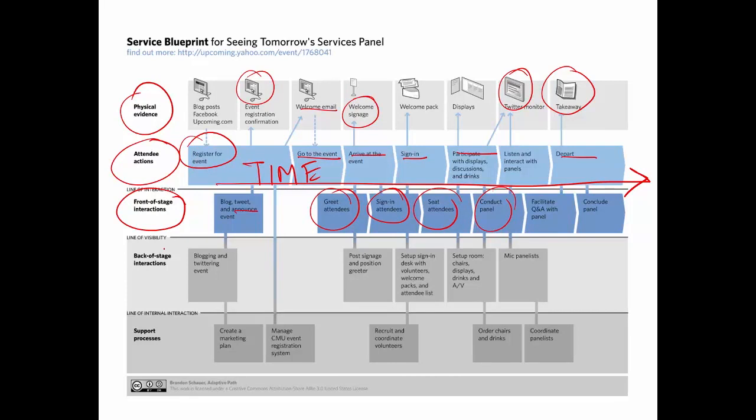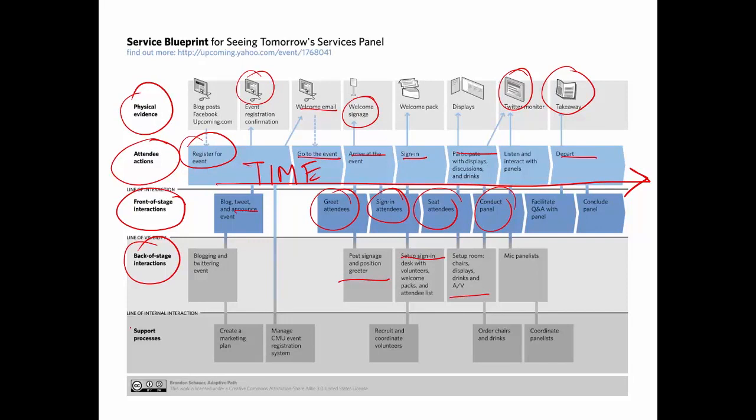What's happening backstage? What's happening in terms of interactions behind the scenes? Well, there has to be some sort of an event where the blogging is done. Someone has to create the signage. Someone has to set up the desk where the registration happens. They have to set up the rooms, the chairs, the food, etc. All of these activities are happening backstage behind the scenes.